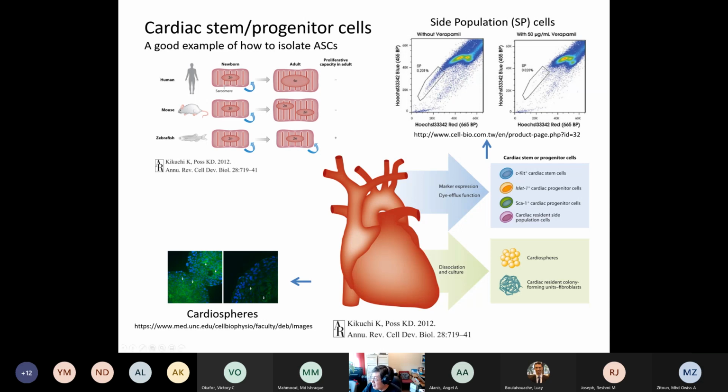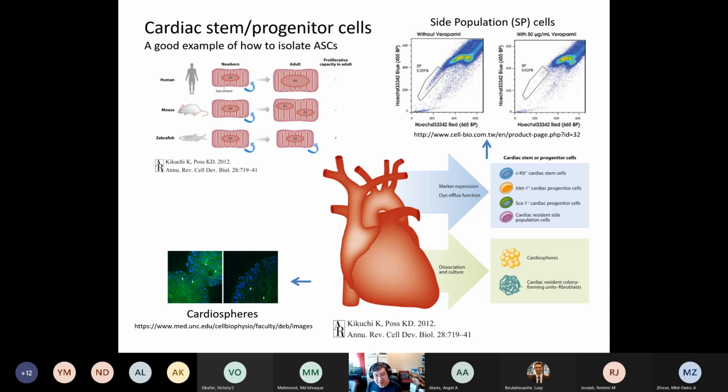So you can view this slide as a good summary of the many methods we will discuss in today's lecture for identifying and isolating stem cells. Starting from the bottom left, you see something called cardiospheres.